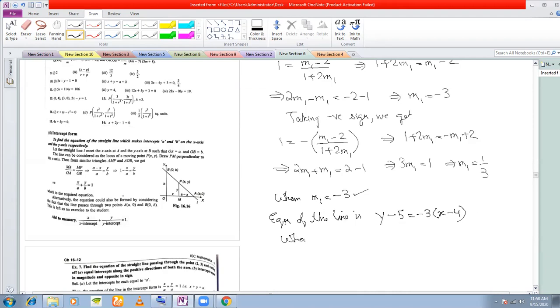When m1 is equal to 1/3, the equation of the line is y minus 5 is equal to 1/3 times (x minus 4). So then we can say that 4, 5 is the point of intersection of these two straight lines.